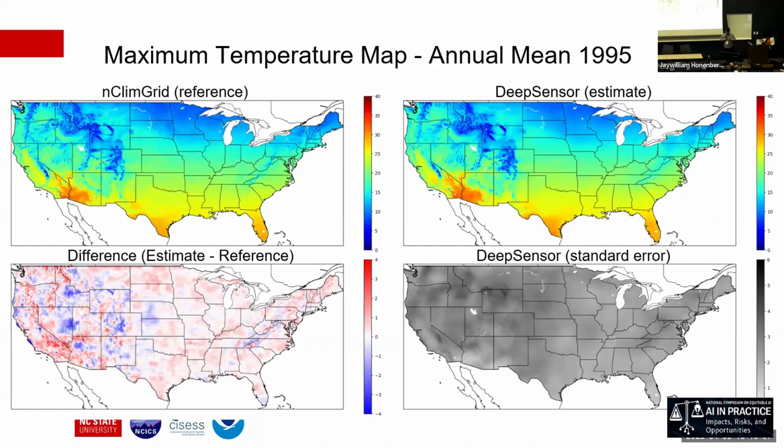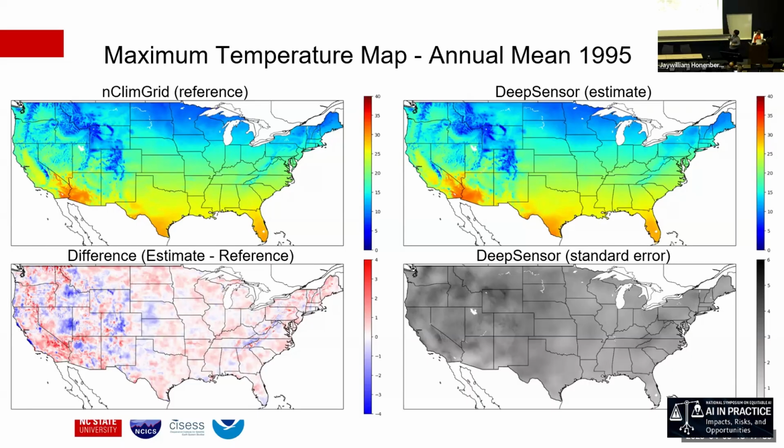Here, just to give you a few examples showing how the model performed in North America: on the top left, you will see the reference dataset, which is the official gridded dataset produced by NOAA. On the right side is DeepSensor, the neural process model, with estimates from the model for the annual mean for 1995. On the bottom left is the spatial distribution of differences between those two, the reference and the estimates.